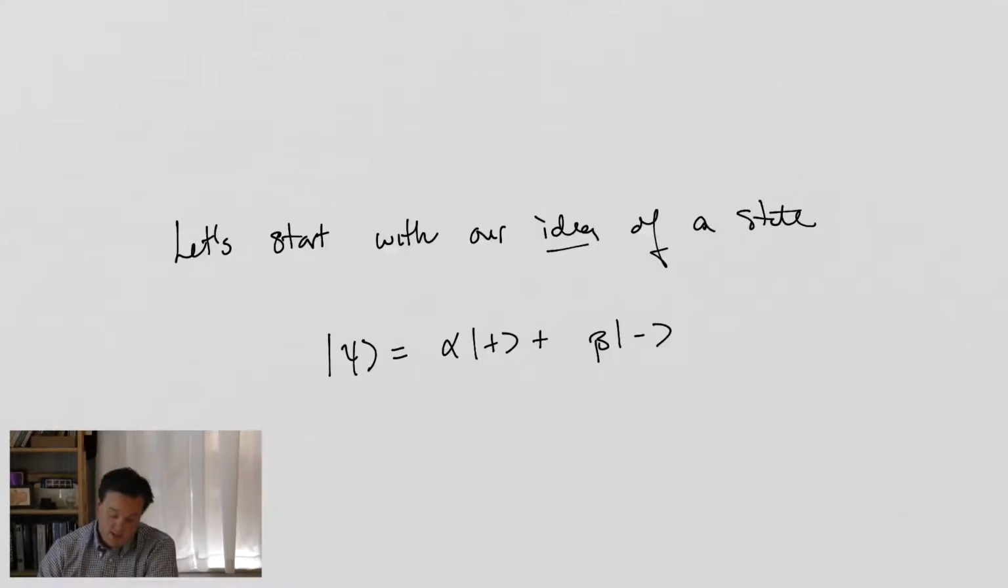Okay, so to remind us, we're going to start with this idea of a state that we developed in the last lecture. So on the left-hand side, I have this vector, which we're going to call psi. And on the right-hand side, I've explicitly decomposed psi onto the spin up and spin down states, onto plus and minus. Now, there's a lot of sociology that went into writing down this expression.